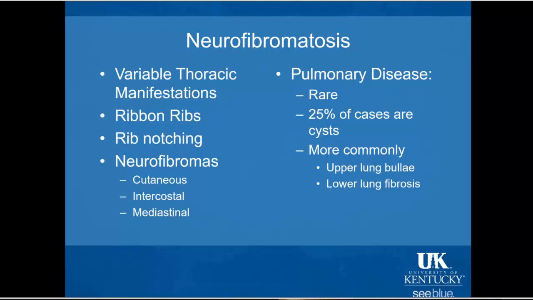Neurofibromatosis has variable thoracic manifestations ranging from ribbon ribs to rib notching, neurofibromas, which can occur in the skin, but also intercostal and mediastinal. The pulmonary diseases that we see are really quite rare when it comes to neurofibromatosis. But of those that do manifest a pulmonary disease, about 25% of them will show a cystic abnormality. More commonly, we see upper lung predominant bullae with some lower lung fibrosis, but sometimes we do see just pulmonary cysts instead.